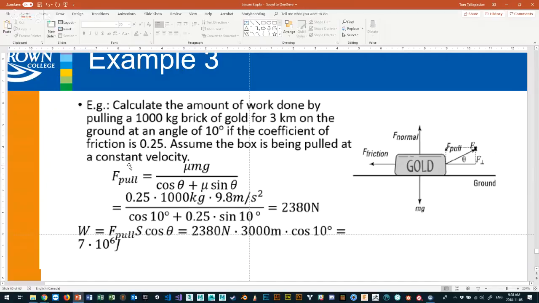Force is mass times acceleration. So if I'm not accelerating, then there's no force. No force, there's no work. That's the bottom line.